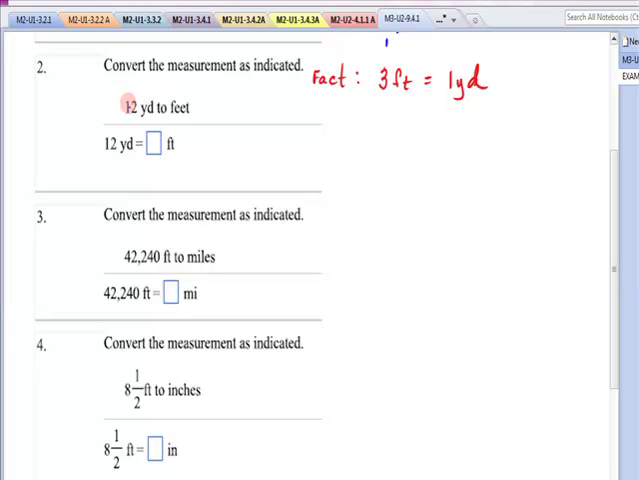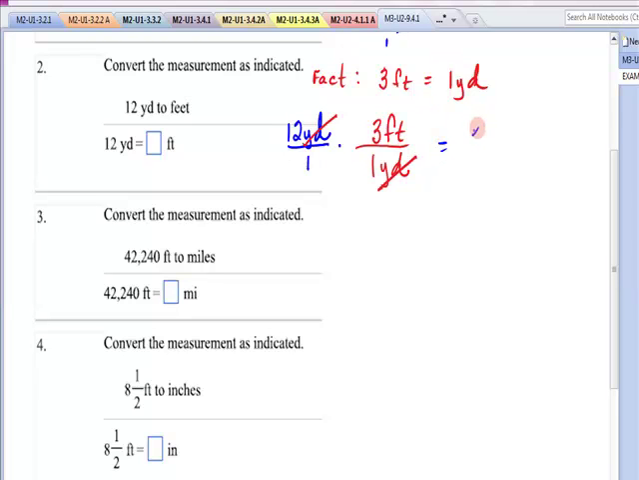I start with the given quantity, 12 yards. I'm going to multiply it by a fraction, so I need it to be a fraction. I'm going to take this fact. I want yards to cancel out, so yards needs to go on bottom. That means that 3 feet has to go on top. It's equal to 1. The yards cancel out, so I must be doing this right.